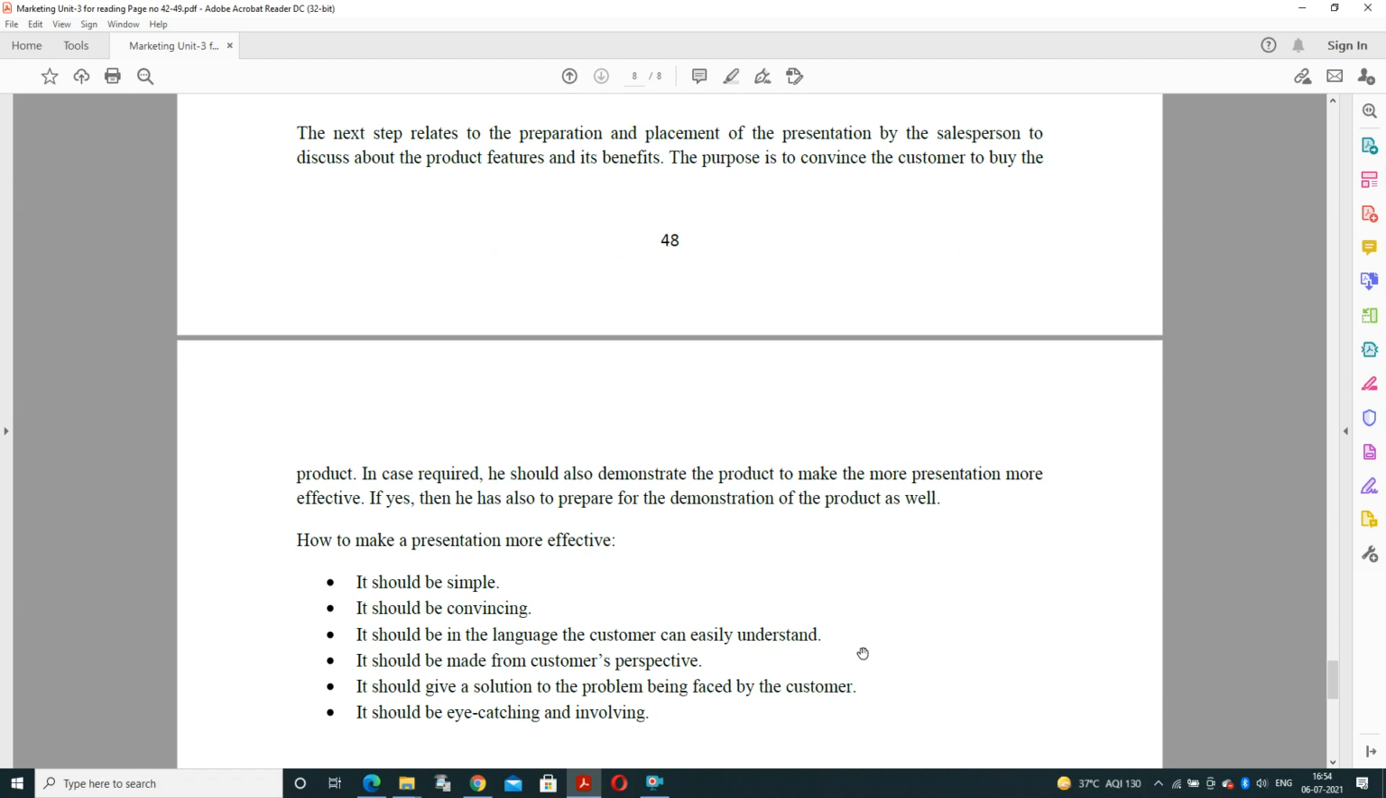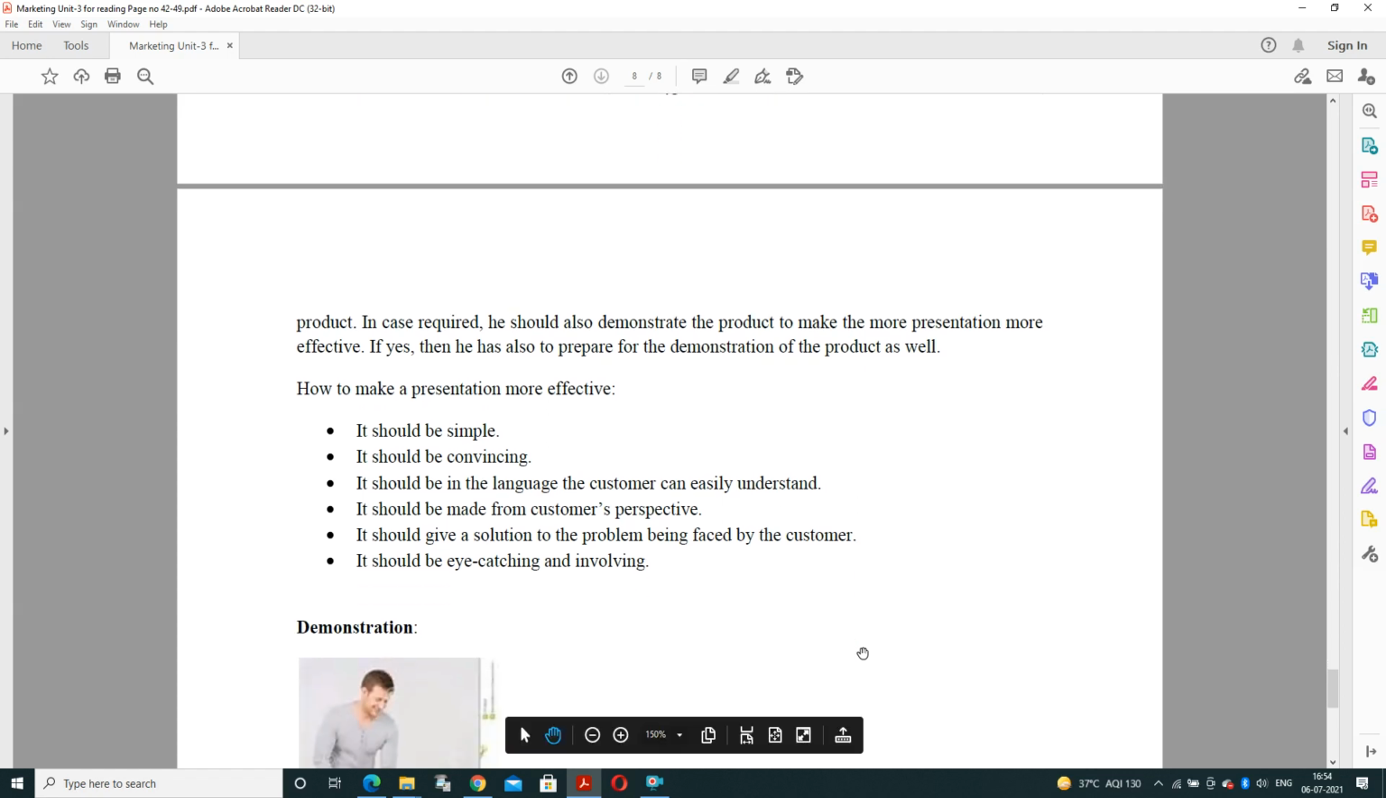And how to make an attractive presentation? It should be very simple, it should be convincing, it should be in a language that is easily understandable by a customer, and it should be made from the customer's perspective. It should give a solution to the problem that the customer raises through the questions asked, and it should be eye-catching and involving.